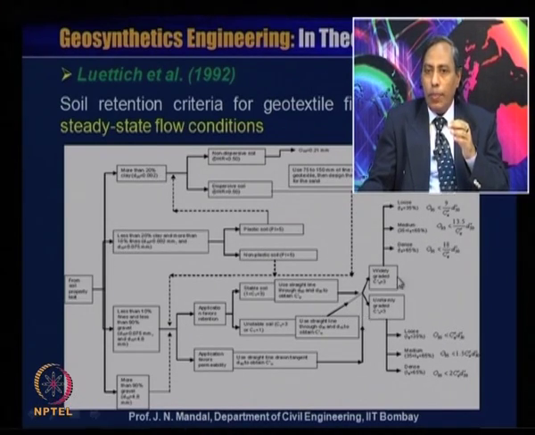And if this Cu value is less than 3, then also for loose, medium or high relative density, accordingly you can calculate what will be the O95. It is almost similar to that chart. So, you can adopt this chart for the steady state flow condition.